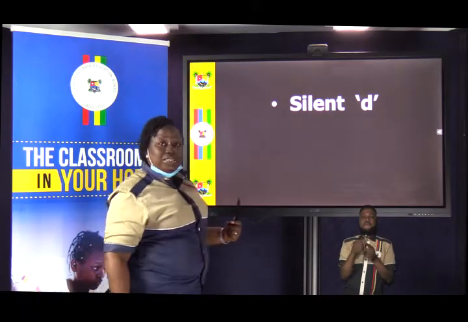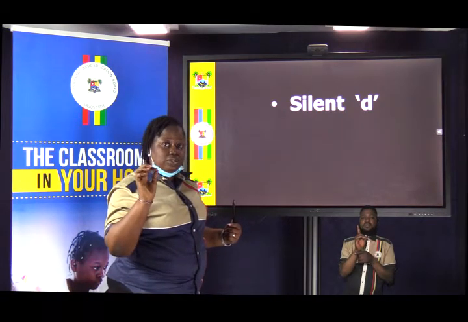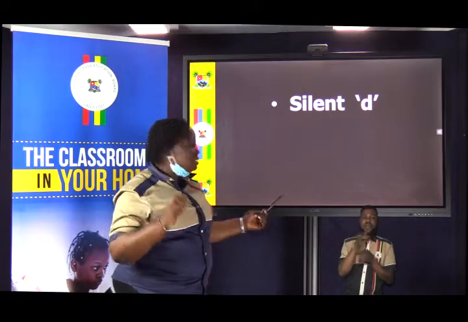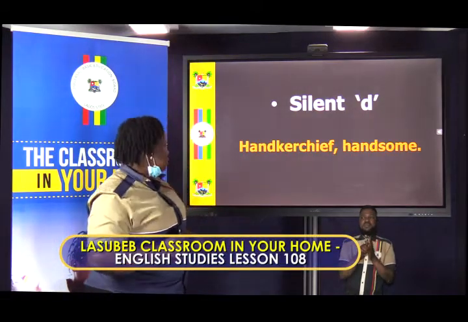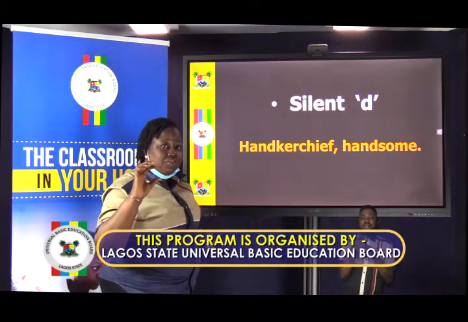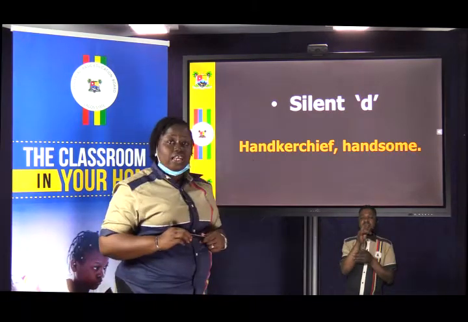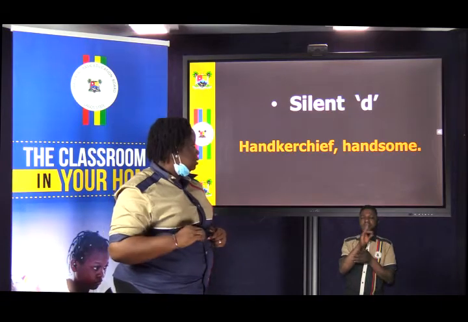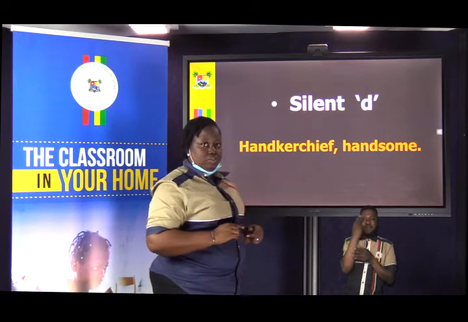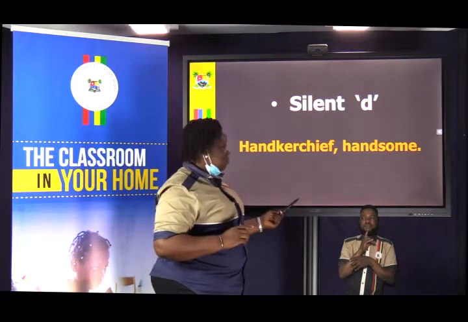In some words, the letter D, the D sound, is silent. Let's have examples of these words. Handkerchief. Do you pronounce it with the D? No, that is not correct. The correct pronunciation is handkerchief. The D is silent. Handsome. Handkerchief, handsome. The letter D is silent. Are we together? Good job, you.